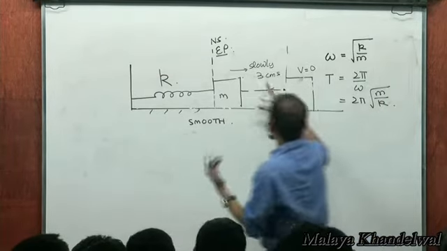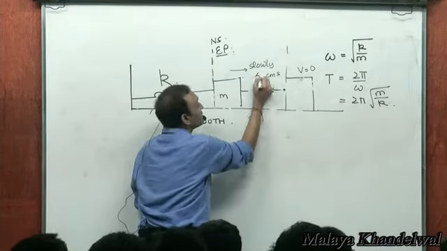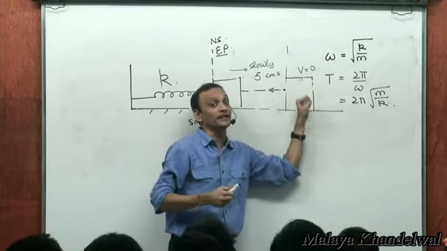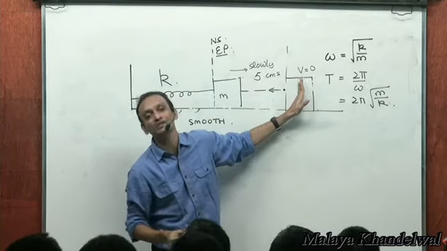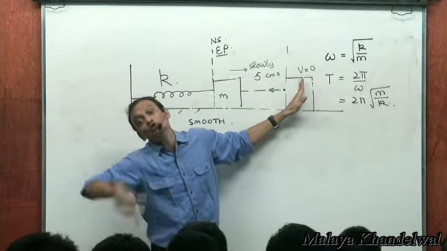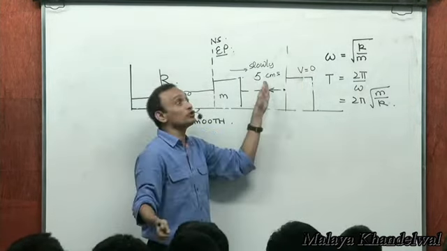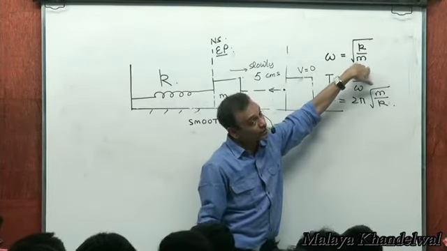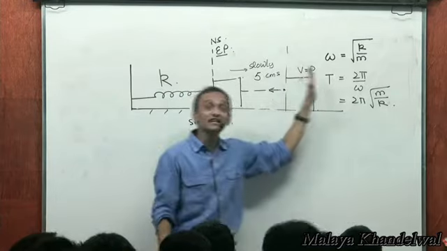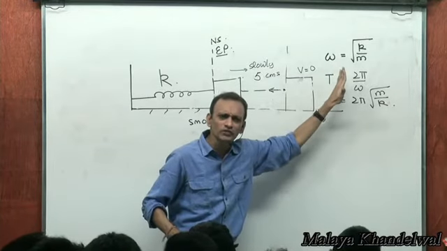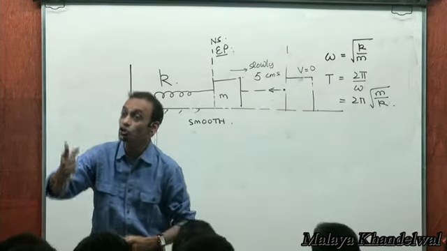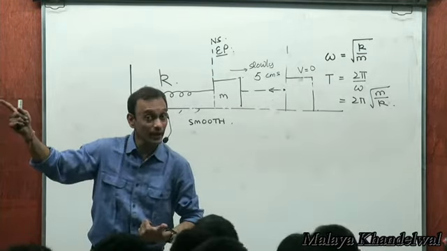Suppose you displace it by an amount 5 centimeters to the right, very slowly, and then release. Then this would be the new extreme state, the new amplitude position. The new amplitude therefore would be 5 centimeters. Omega, however, will remain root k by m. Displace it 7 centimeters to the right, very slowly, and release. Amplitude would be 7 centimeters, omega will still be root k by m.